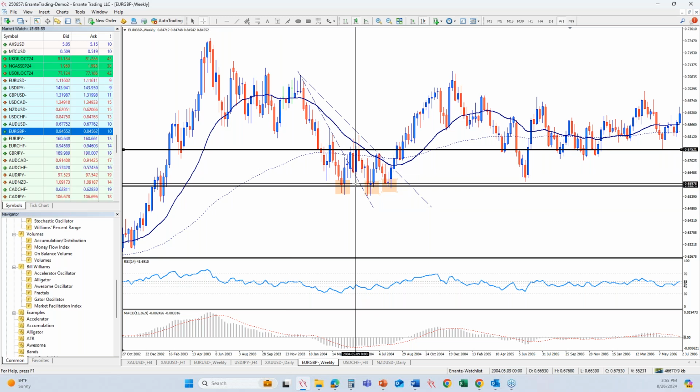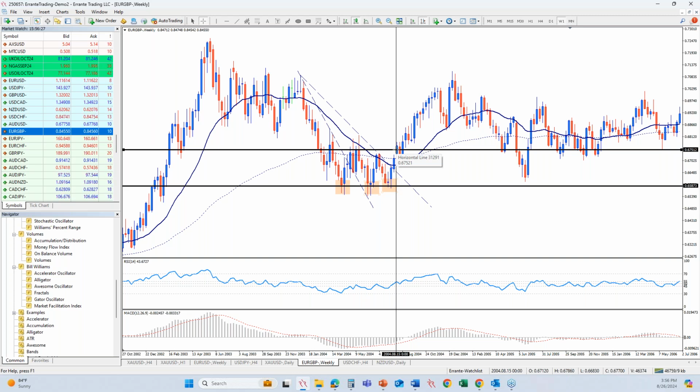Then the pattern is confirmed only when there is a clear break above the neckline, which is a horizontal line here drawn through the peaks between the troughs. And when we have uneven market tops, it's better to take the highest one as the neckline to make sure the breakout is more accurate.